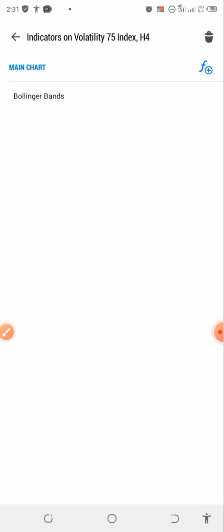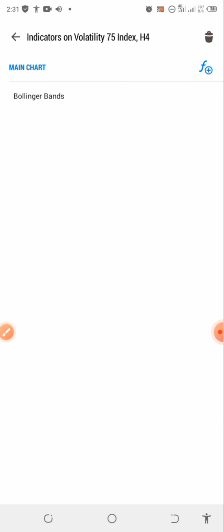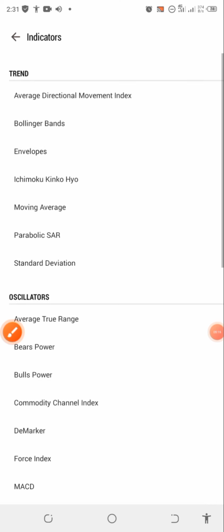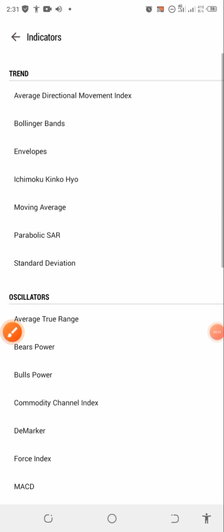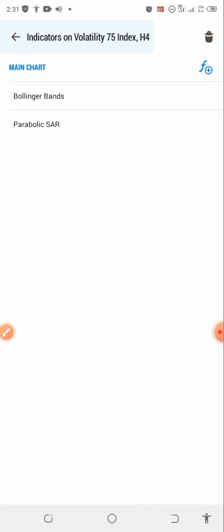Now the next indicator we are going to be adding is our parabolic SAR. So click on the F plus, then search for your parabolic SAR. This is the parabolic SAR. When you click on it, these are the parameters for the parabolic SAR. The step is going to be 0.1 and the maximum is going to be 0.2. When we set it up like this, click on done. You are good to go.